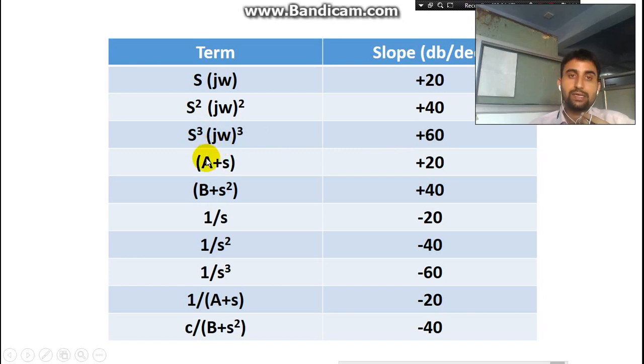Even if it is in terms of a plus s, where a is any constant term, 2 plus s, 3 plus s, 1 plus 3s, 1 plus 5s, or 1 plus as, like that, we only have to look at the s terms. You do not have to consider any constant or any other terms. If you have a single s in the numerator, it will give plus 20 dB per decade slope. And if you have a square term of s, it will give the plus 40 dB per decade upslope.